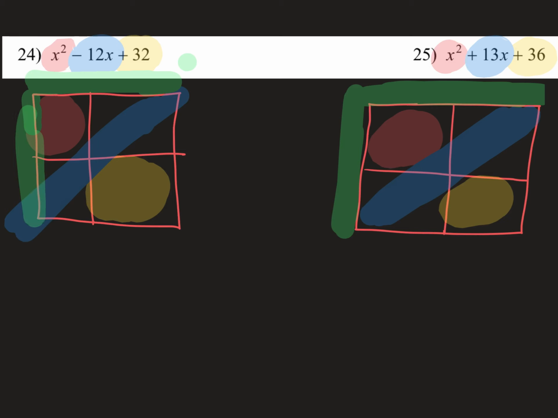Okay, and then my factors. Let's think about factors of 32. 1 times 32, 2 times 16, 4 times 8. And factors of 36. 1 times 36, 2 times 18, 3 times 12, 4 times 9. Okay, so in this first spot is going to go x squared for both of these. And what can I multiply to get x squared? X times x.